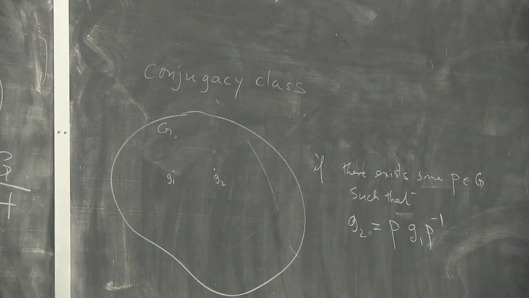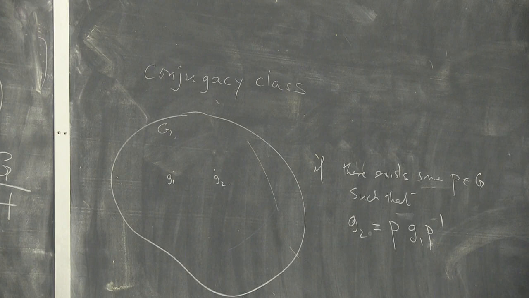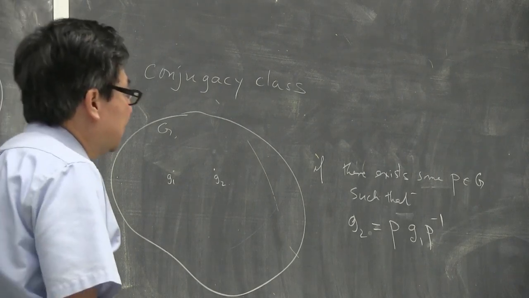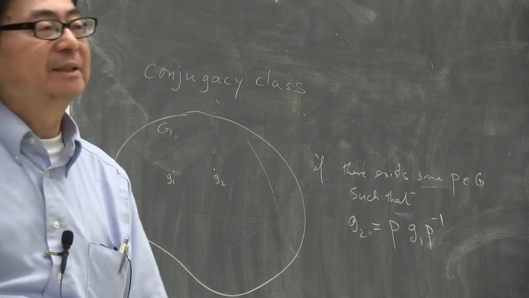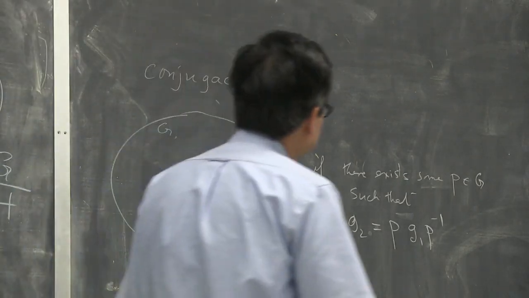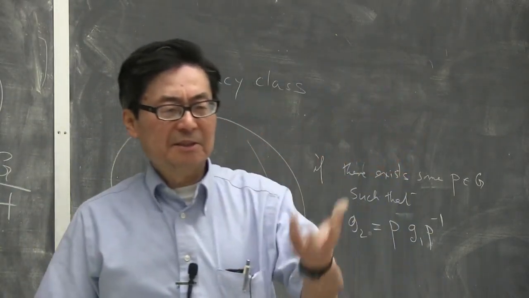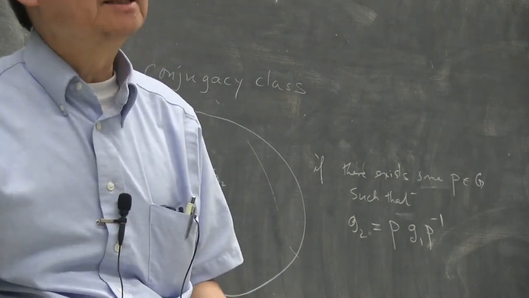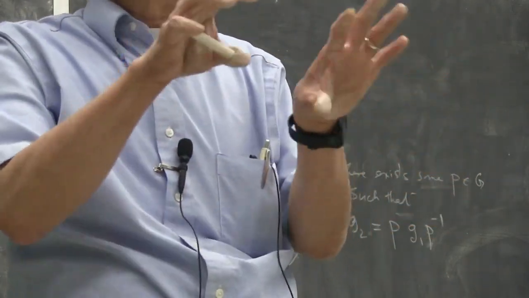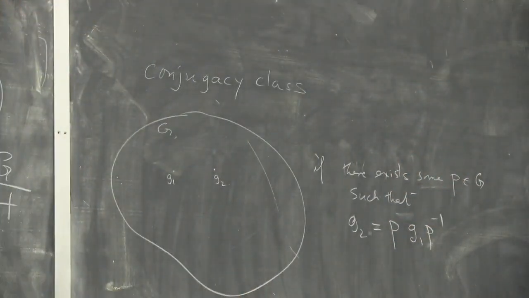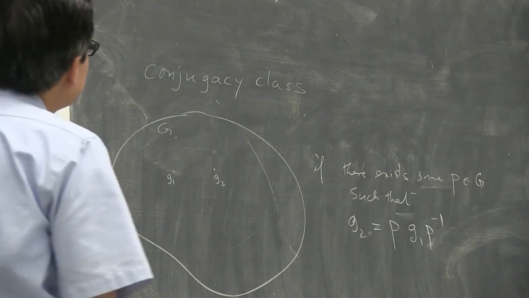You take any 2 elements in a group. If there's a P somewhere else in the group such that G1 and G2 are related in this way, then the 2 elements are said to belong to the same conjugacy class. Now you can show that this conjugacy class is a relationship, in this sense, the fundamental mathematical idea of what is called an equivalence relation among different things in a set.